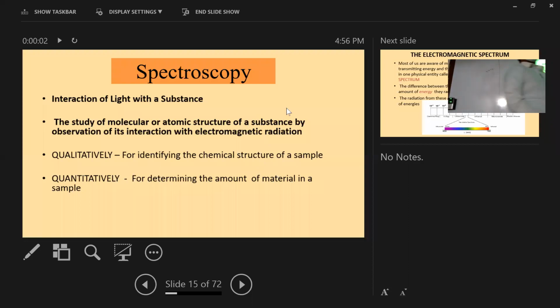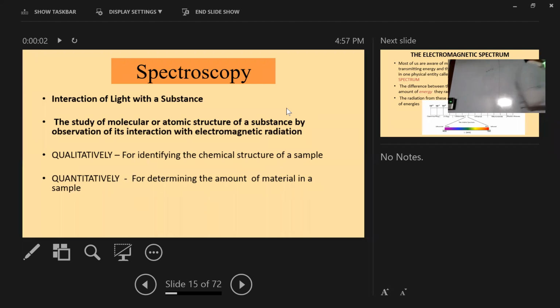Good evening, everyone. Today we are going to learn a little bit more about spectroscopy, which we started in the last class. In the last class, we learned how we can perform the qualitative test using the UV spectrophotometer. I mentioned that this class will be about how we can perform quantitative analysis with the UV spectrophotometer.